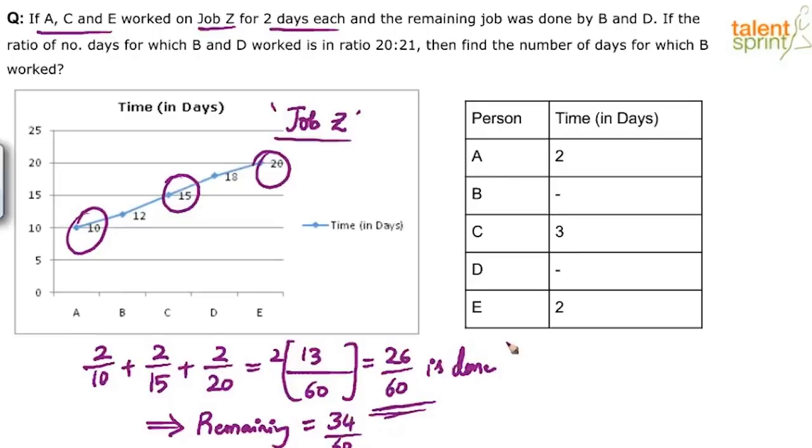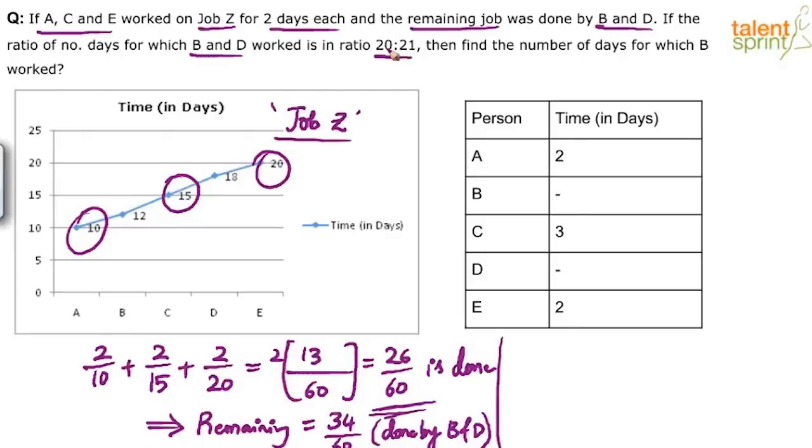Now, the point is the remaining job was done by B and D and the ratio of the number of days for which B and D worked is 20:21. So find the number of days for which B worked. Now try and understand that the remaining work, 34 by 60, was done by B and D, and it says that B and D worked in the ratio of 20:21, right? So find the number of days for which B worked is the question here.